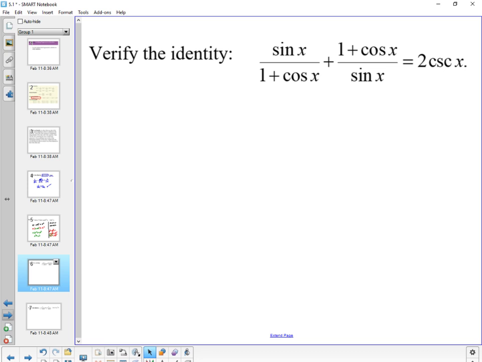To verify that the left side is actually the right side. Yes, they are. No, they don't. They're not being multiplied, they're being added. Oh, I see, I see.